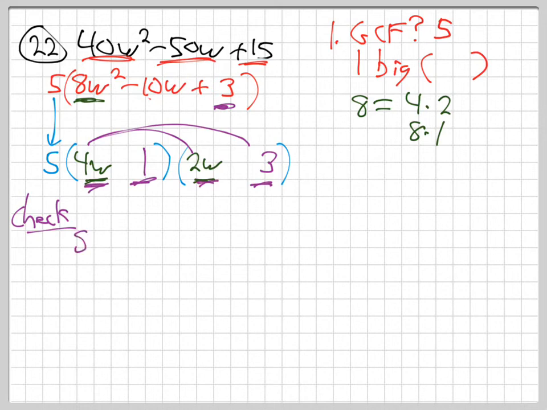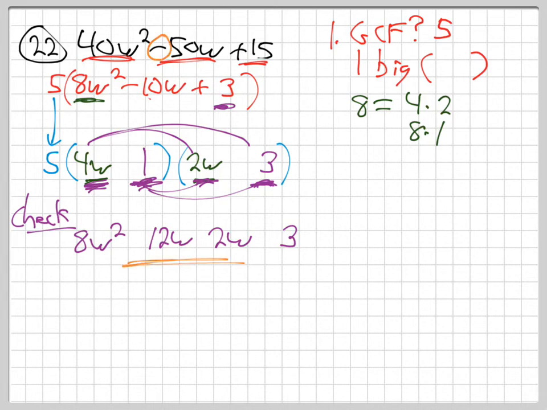4W times 2W, 8W squared. 4W times 3, 12W. And now this guy goes to both. 1 times 2W is 2W. 1 times 3 is 3. Okay, now you remember how the signs go. Track with me here. This is very tricky. Okay, the sign in the middle goes on which one? The bigger. Between the 12 and the 2, who's the bigger? Well, the 12 is, right?